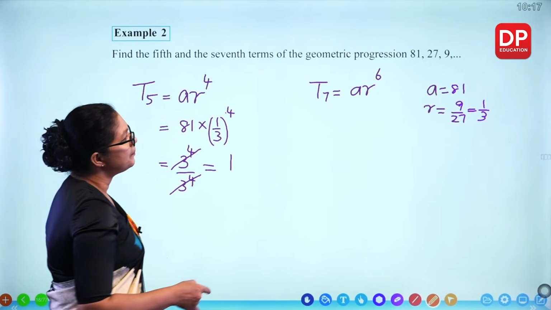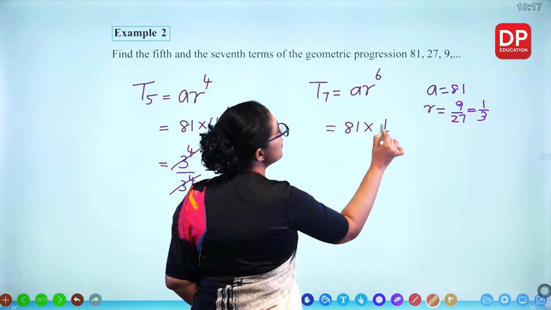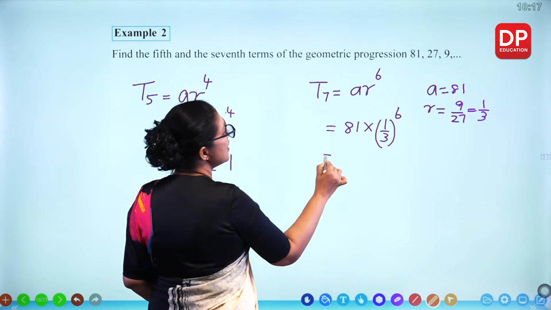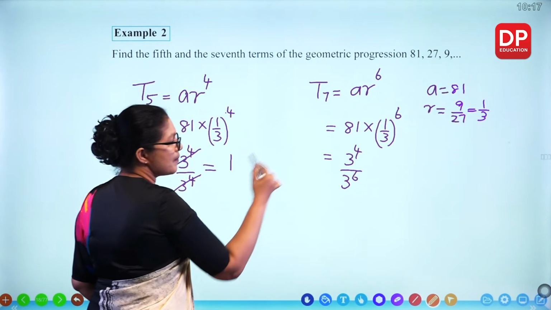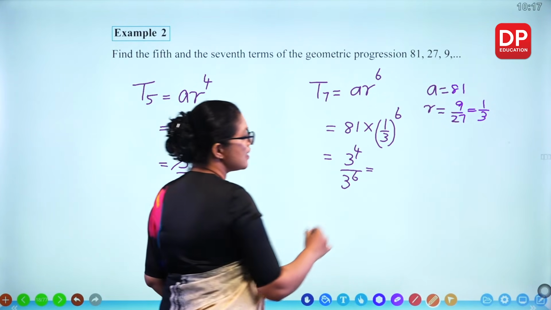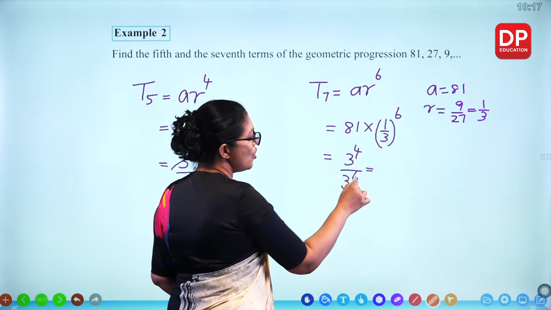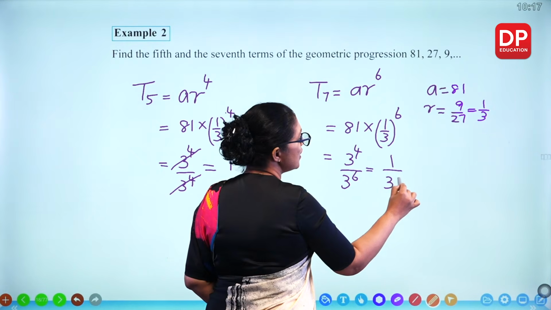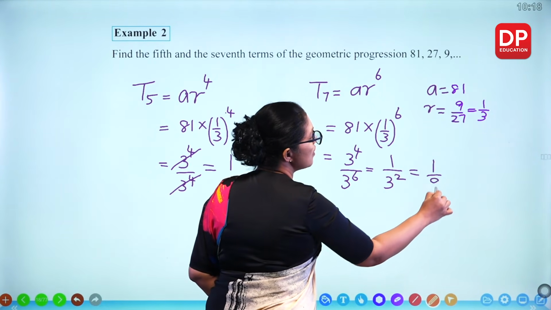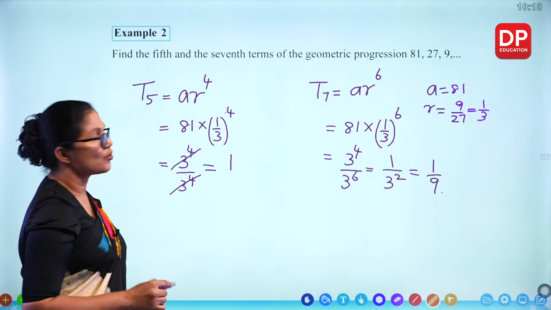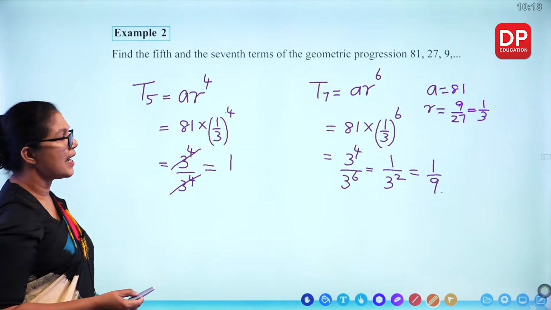What about seventh term? Starting from 81, 1/3 to the power 6. 3 to the power 4 is 81. 3 to the power 6 is there. Same base, different powers. Division, we subtract the powers. So you subtract these two, you get 1 over 3 to the power 2. What is 3 to the power 2? You get 1 over 9. So seventh term of this geometric progression is 1 over 9.